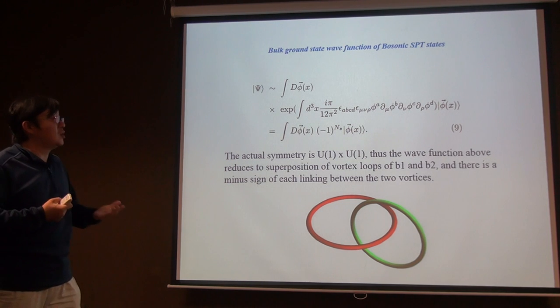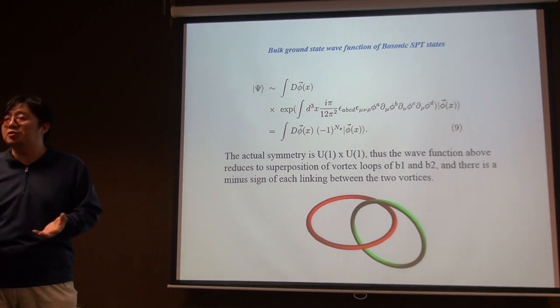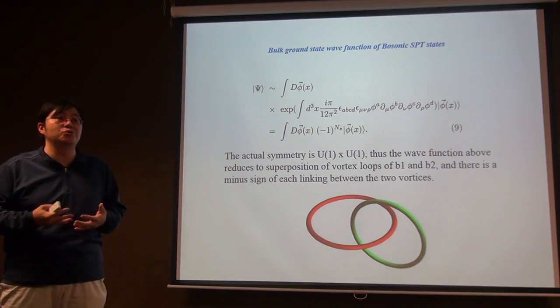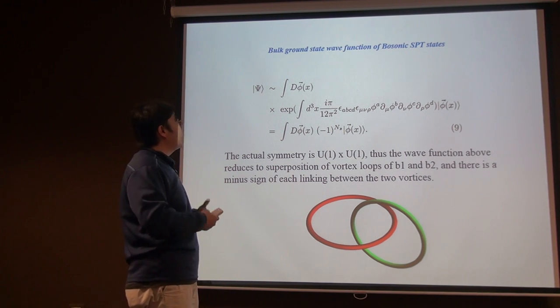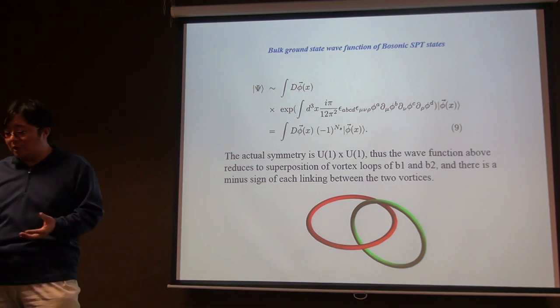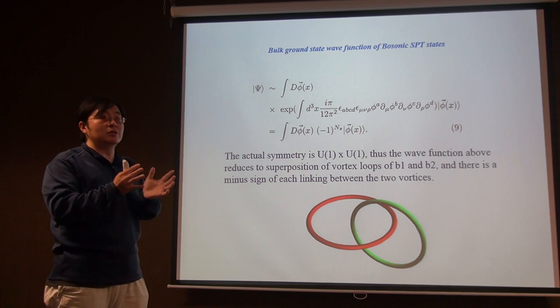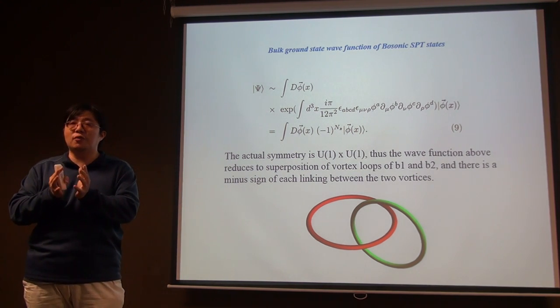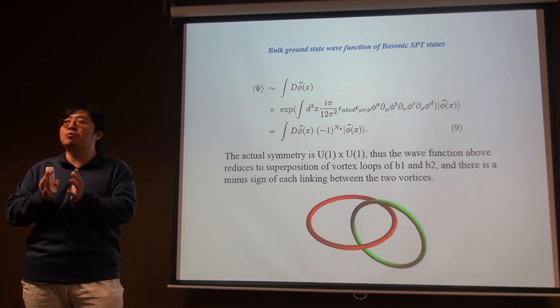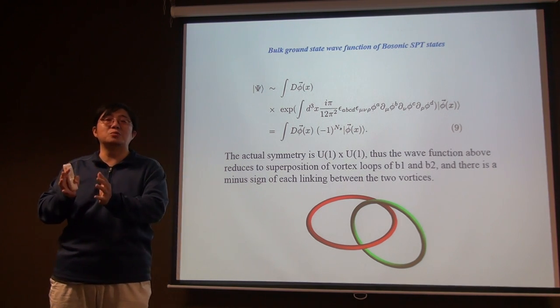Then we need to further reduce the symmetry. The symmetry is still too high. It is still O4, and we need to reduce O4 to U1 cross U1. This is very easy. So we can ask this question: under the O4 to U1 cross U1 symmetry breaking, what does an O4 Skyrmion look like? What does the O4 Skyrmion become after I break the O4 symmetry down to U1 cross U1?